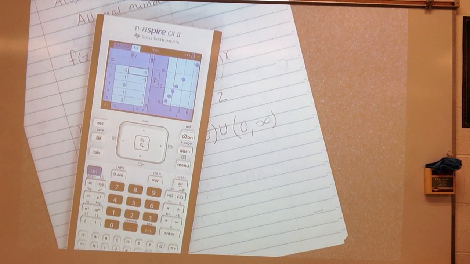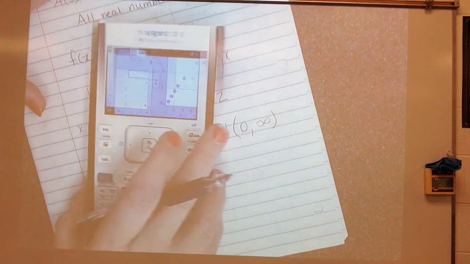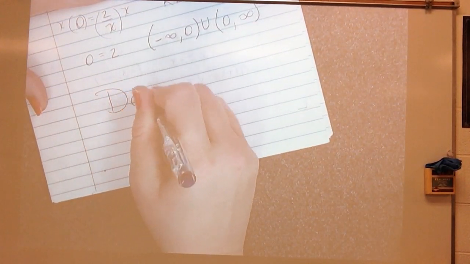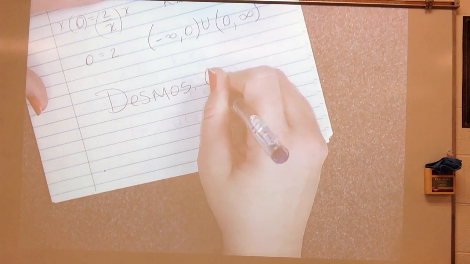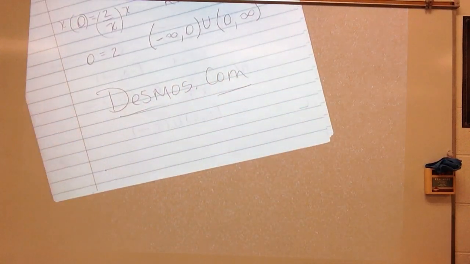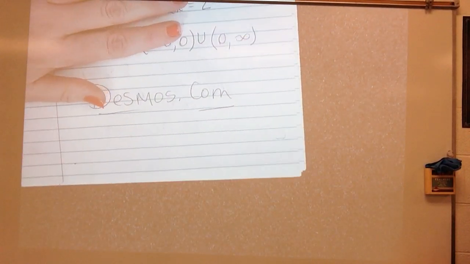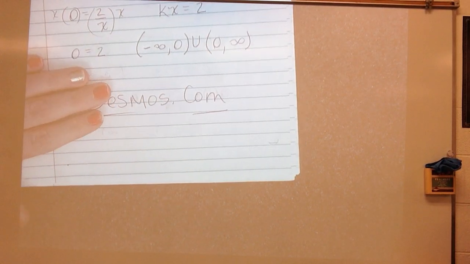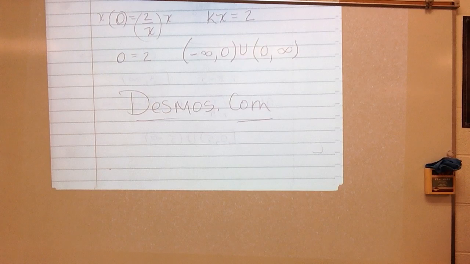I'm going to leave you to finish up the exploration for homework. Guys, remember, you can go on Desmos.com and use that as a graphing calculator, or if you have a graphing calculator, or if you have a phone, there are plenty of graphing calculator apps out there that are free. You just have to know how to use them.